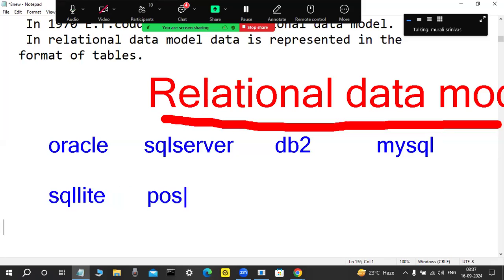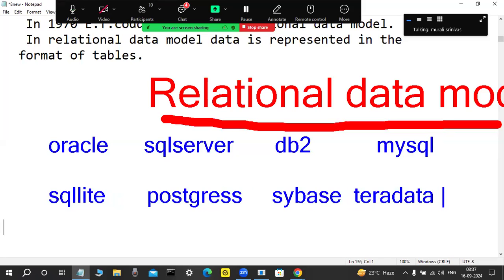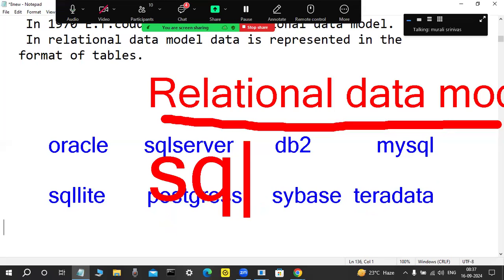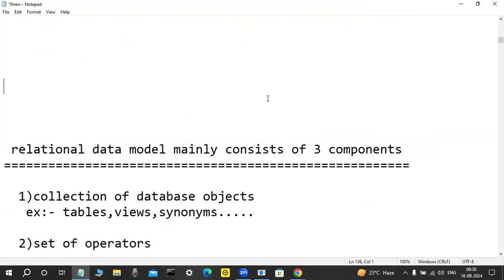That is also from Oracle Corporation. Again, Postgres is a popular relational data model product from the Ingres company. Sybase is a popular relational data model product from the Ingres company. Like this, so many relational data model products are there worldwide. Teradata is a popular relational data model product from NCR Corporation. But all these products operate with one common language. What is that language? SQL, structured query language. That was also introduced by Codd only. Everyone knows that.